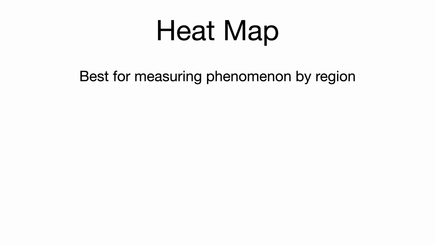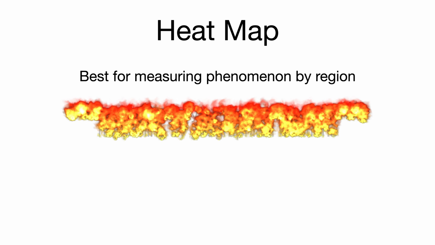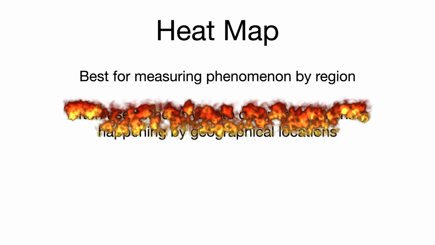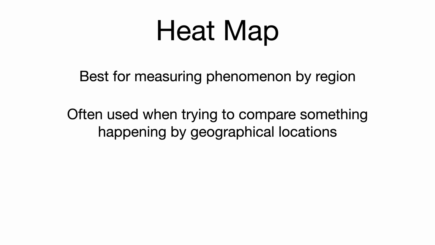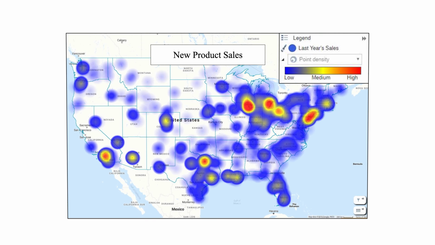Now let's go over our last one, which is a heat map. Heat maps are best for measuring phenomena by region, and are often used when trying to compare something that happened by geographical location. It can track weather, and weather was one of the original uses for heat maps, and that's where heat map gets its name, because its original purpose was in tracking weather. So let's take a look at a few non-weather examples of a heat map.